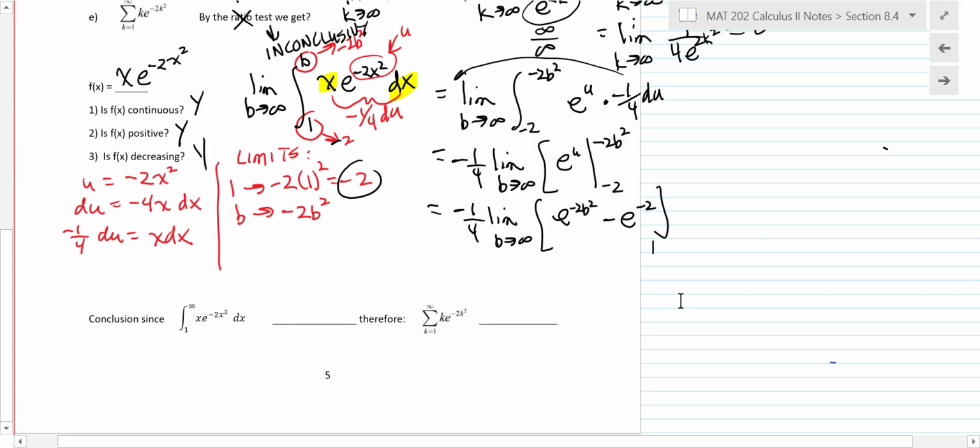Okay? All right, now before we do this, let's go ahead and make those negative exponents positive. So I'm going to write -1/4, limit as b goes to infinity of 1 over e to the positive 2b squared minus 1 over e squared, like that. All right, now we're ready to see what happens as b goes to infinity.